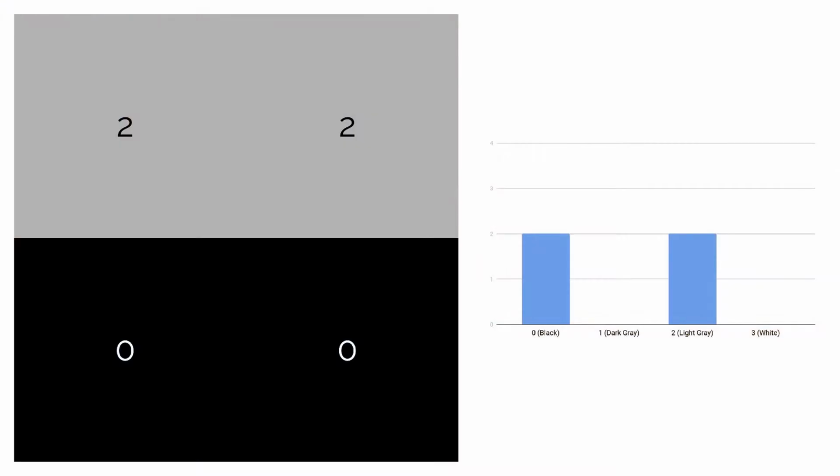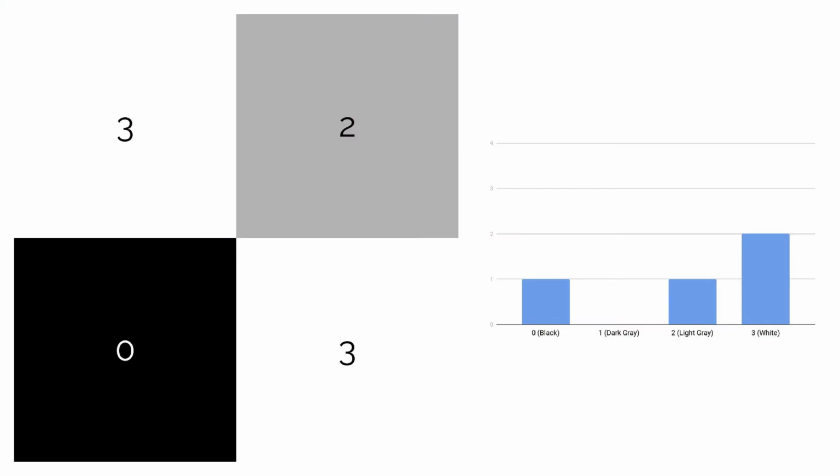If you look at the histogram, the black bar and the light gray bar have a value of 2, and the other bars in the histogram have no value. They're 0. There's none of those. There's no pixels represented by those. So as you look at these, you can start to see which tones, which colors are represented in the image very quickly. It's like a super summary of the image.